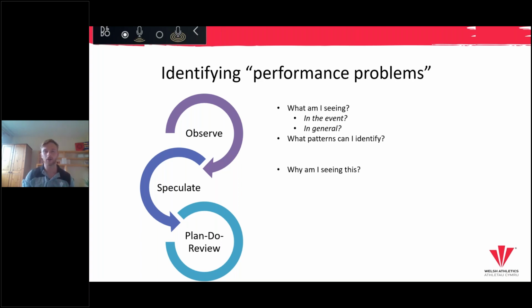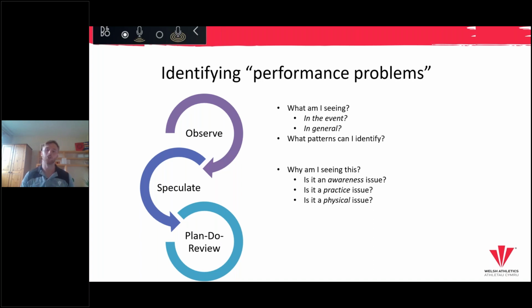Then I'm coming into my speculation phase. So why am I seeing this? I'm asking myself, why might this be the case? Why is this pattern a thing? Is it an awareness issue? So maybe I'm working on technique, but the athlete's not getting it. Maybe they're just not aware of what I'm trying to get them to do. Is it a practice issue? So is it that they're aware of what I'm trying to get them to do, but potentially they just haven't practiced it enough to make it automatic and integrated?